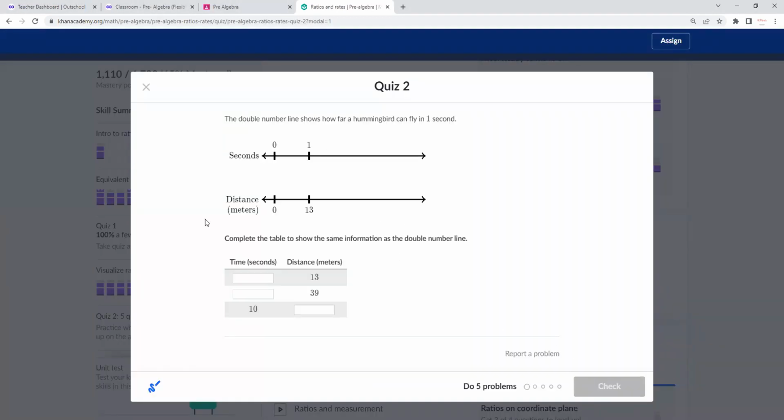So we can visually see these. The number line shows how far a hummingbird can fly in 1 second. Okay, so complete the table to show the same information as the number line. So it goes in 1 second, 13 meters.